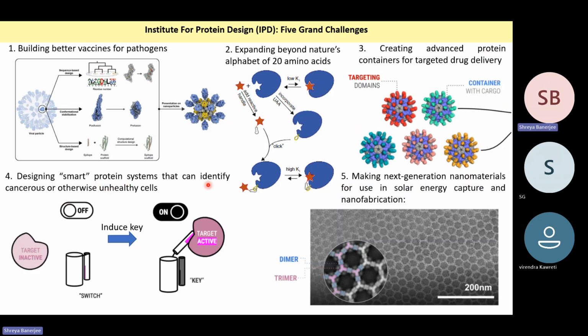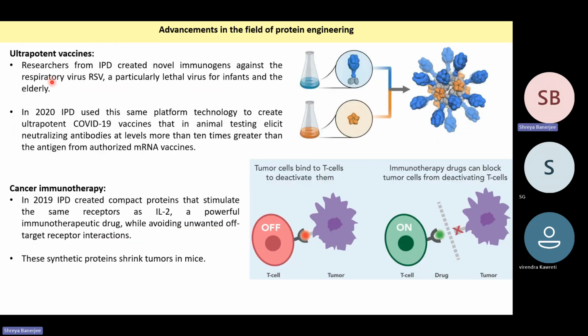Smart protein systems can be designed that can identify cancerous cells and specifically target cancerous cells and avoid the healthy cells. And next generation nanomaterials can be created for use in solar energy capture and nanofabrication. So we won't go into the details of these, but you can just remember them as different applications for protein engineering. Now, some of the advances of protein engineering we will talk about.